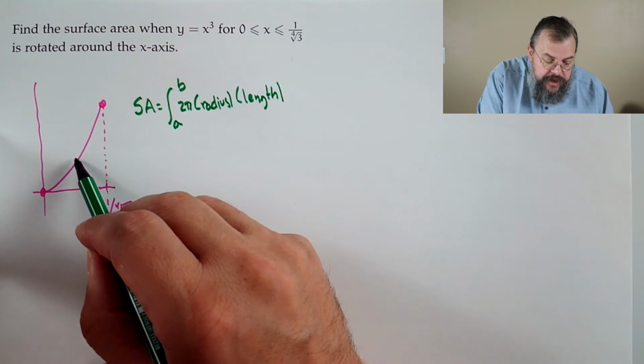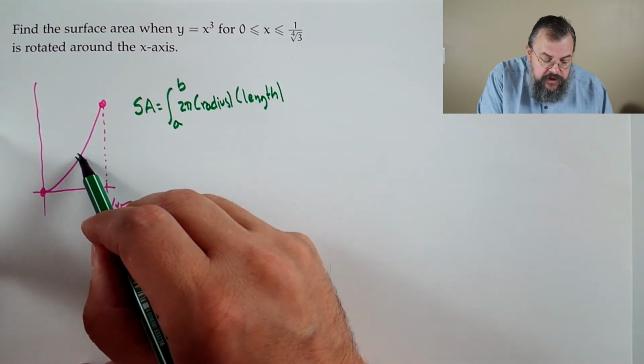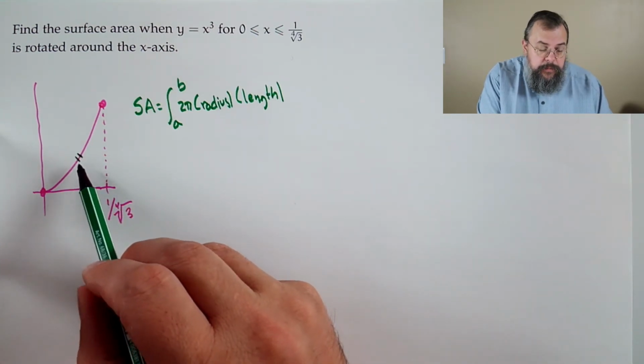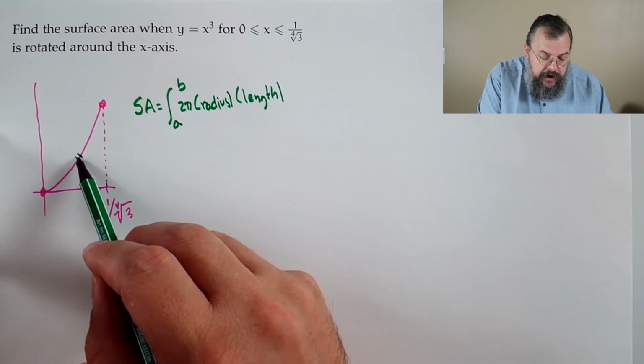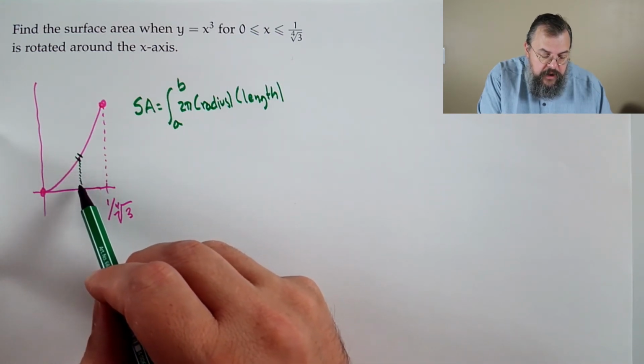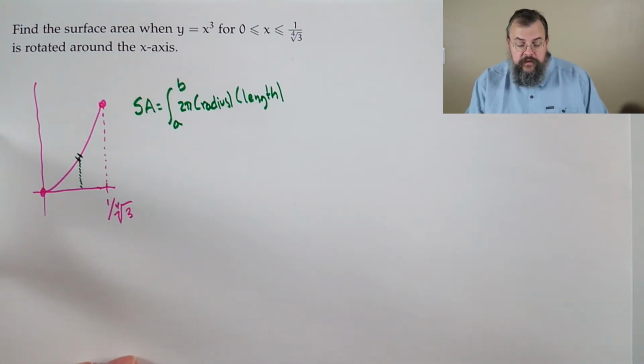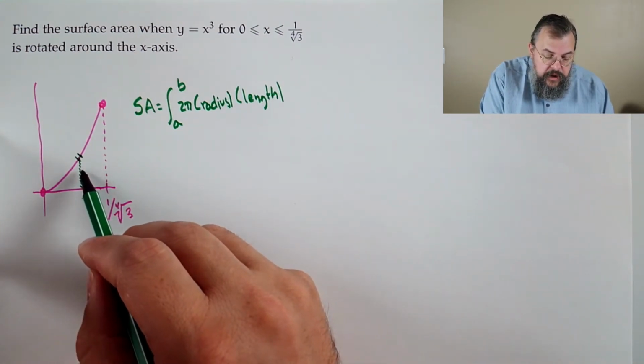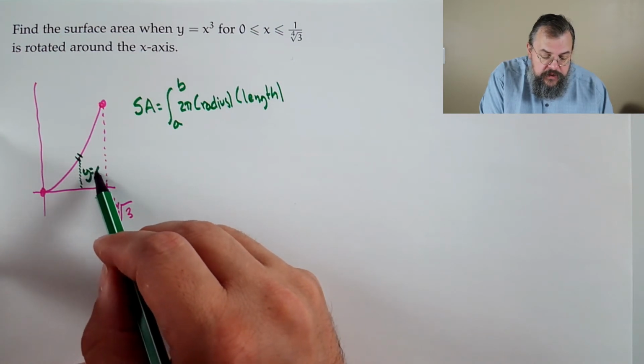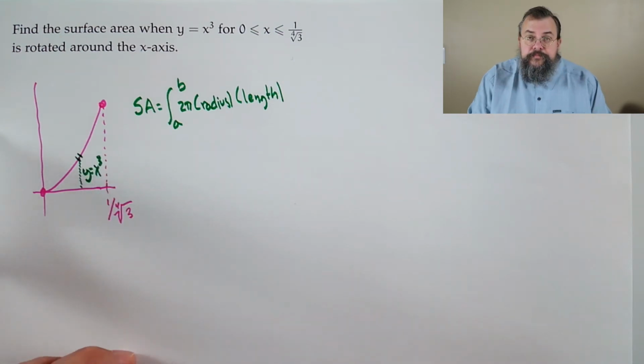So the only thing that we really have to focus on is, what's the radius? You think of taking a little tiny piece, and you ask, how far is it down to where we're spinning? In our case, we're spinning on the x-axis. So our distance here would be y, which is really going to become x cubed.